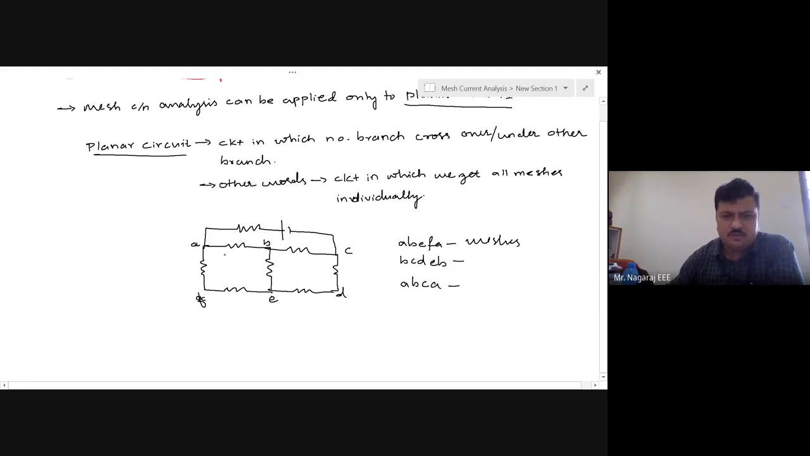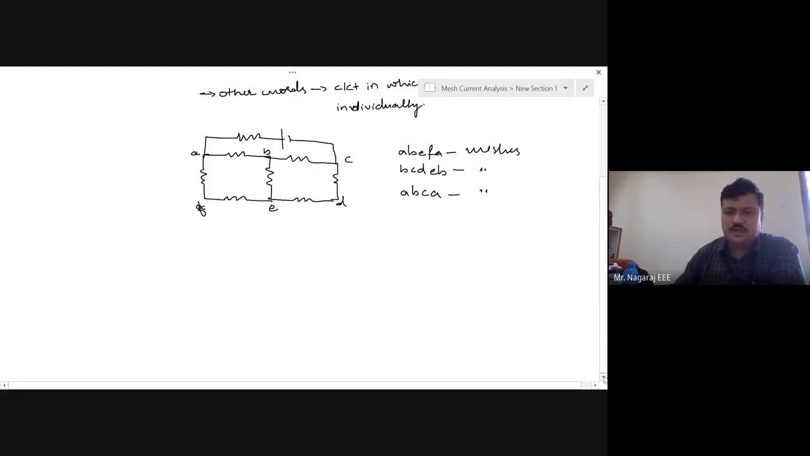Do you agree? A, B, E, F, A: there is no loop inside this loop. B, C, D, E, B: there is no loop inside this loop. A, B, C, A: there is no loop inside this loop. So therefore, all these three are meshes. Now I will draw a circuit.